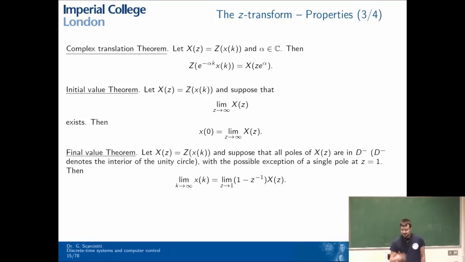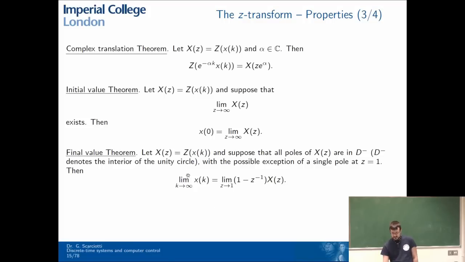A bit more convoluted is the final value theorem. The final value theorem is basically complementary to the initial value theorem. In the initial value theorem, we make a relation between the first value of the sequence and the Z domain. In this case, we make a relation between the last value of the sequence, so the value of the sequence for k that goes to infinity, and the Z domain.